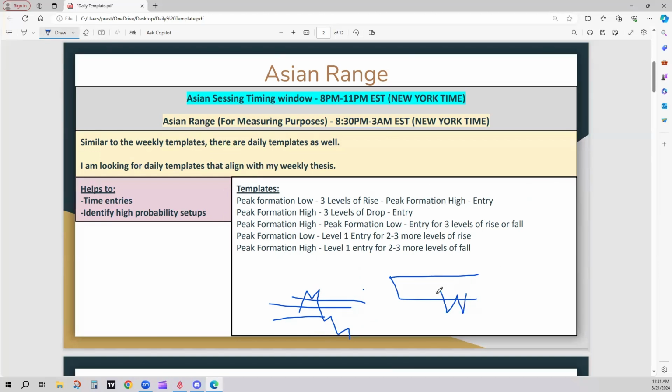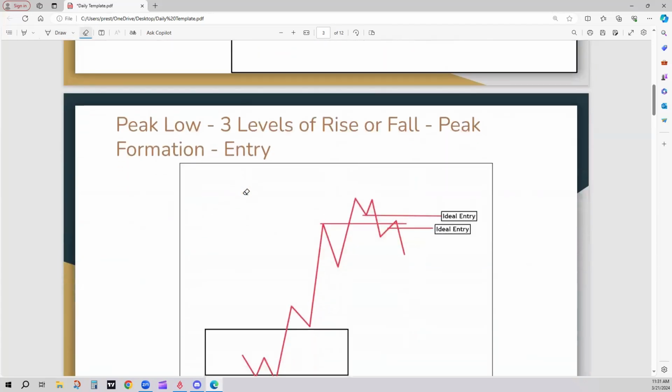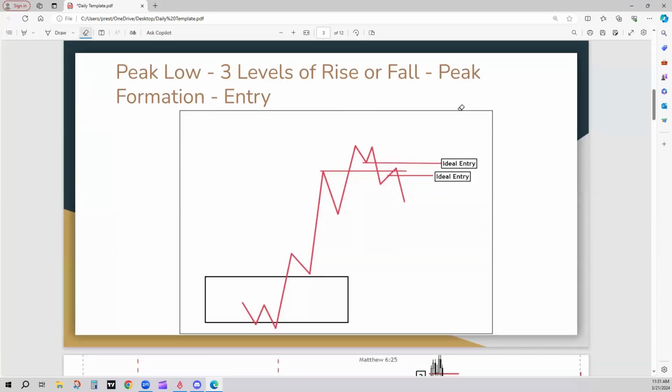So maybe in level 1 consolidation or even level 2 consolidation for the week, looking for trend trades. And then you can expect 3 more levels of rise or fall. So if I'm getting in at the bottom or in level 1, then I can expect another couple moves up. But regardless, this is the safe bet on trading entries. All right, so those are the different templates. We'll come down here. So if I have a peak formation low, this is one of the templates. Peak formation low, 3 levels of rise or fall, peak formation for an entry.